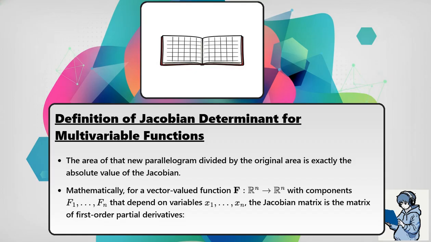The area of that new parallelogram divided by the original area is exactly the absolute value of the Jacobian. Mathematically, for a vector-valued function f: R^n to R^n with components f_1 through f_n that depend on variables x_1 through x_n, the Jacobian matrix is the matrix of first-order partial derivatives.